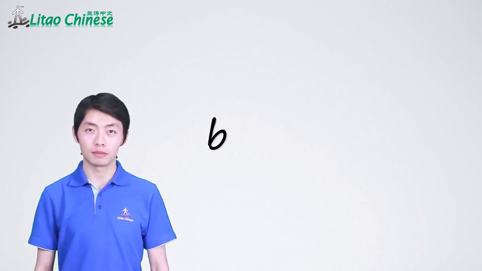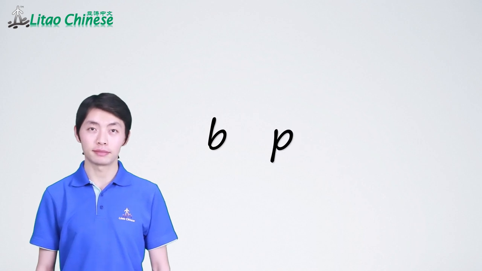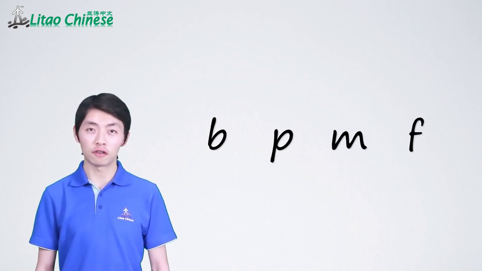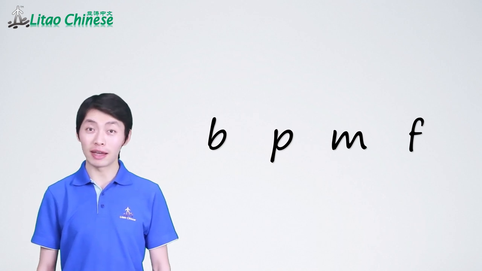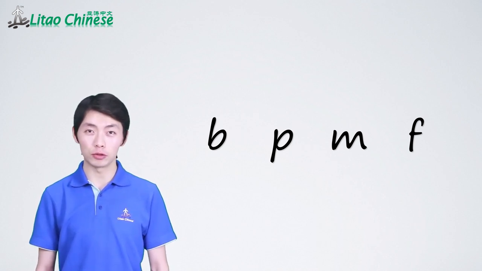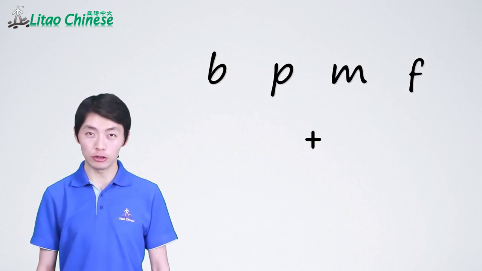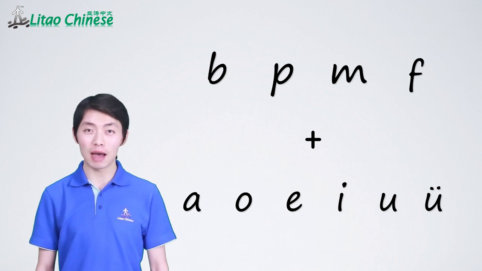Okay, let's read the 4 initials one more time. P. M. F. Because initials can never stand syllables without finals, let's combine the 4 initials with the finals together. And like the previous episode, I will choose some very simple but useful words for you to practice.